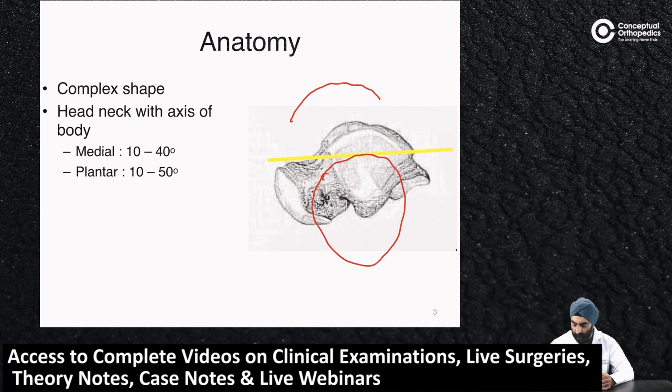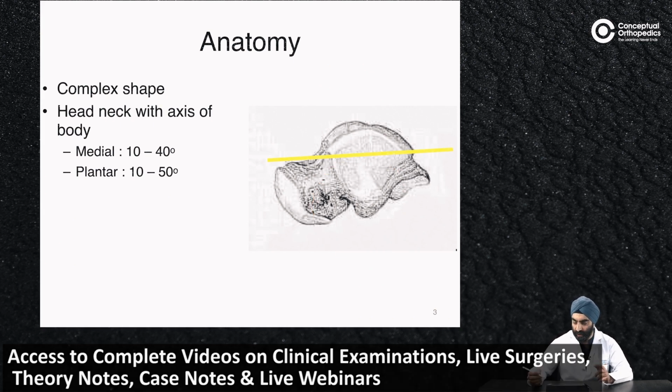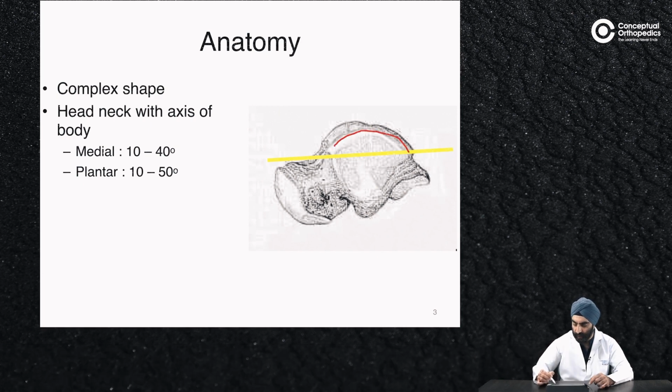If we look at the plantar aspect, this is the body again here, and this is the head. The head is aligned plantarwards. So the dorsal surface becomes the tension surface of the talus, and the plantar surface becomes the compression surface. This gives us a clue about how the injury will happen when you have a fall.